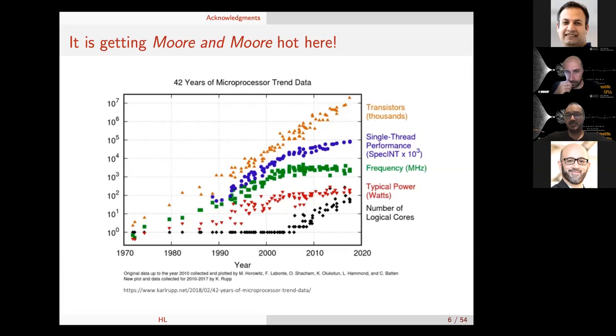What is still evolving is the number of logical cores. This tells you that we now have architectures with extreme parallelism under the hood. So it becomes important for algorithm developers and library developers to take this into account and make sure to expose parallelism in their algorithms as much as possible.